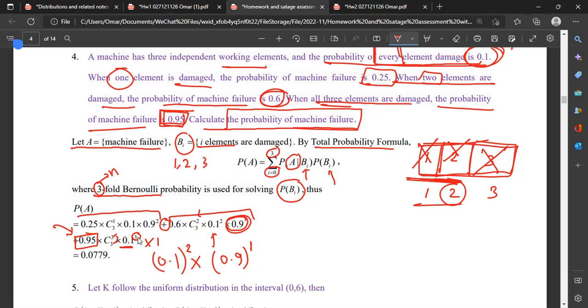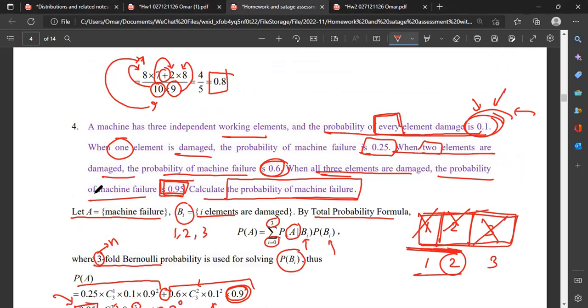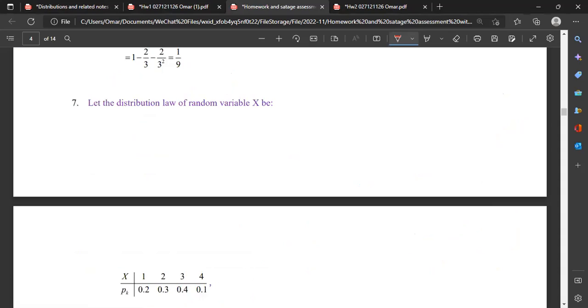So 0.1 to the power 3, and then not being damaged, the probability is 0.9. And then we know that all of them are damaged. So no element is working. So here 0.9 to the power 0. Okay. So the answer will be 0.0779. So this is the answer for number 4. I think we can end here because it's been a long time.